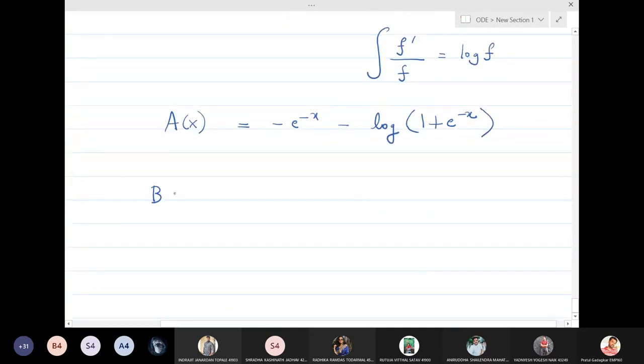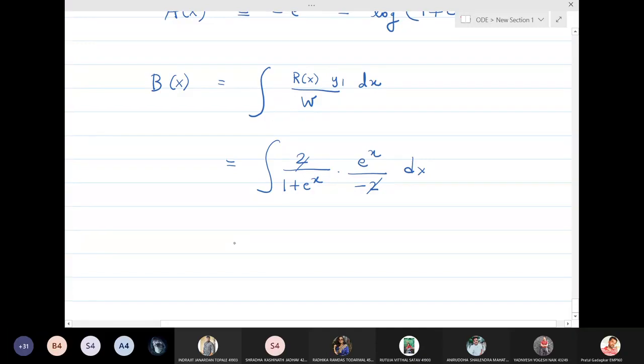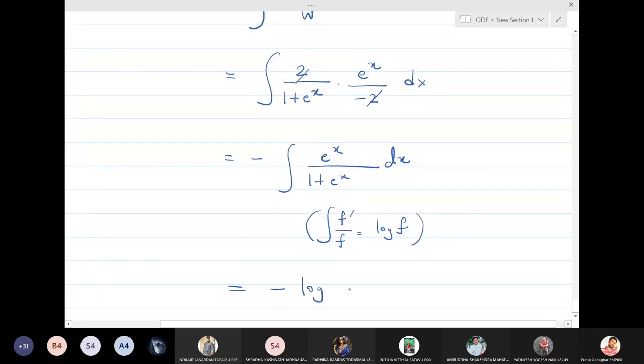So what about your bx? When you go for bx, it is the integral of rx into y1x upon w, which is the Wronskian, and the Wronskian was minus 2. What is rx? Rx is 2 upon 1 plus e power x. And y1 was e raised to x. So this and this get cancelled. It is essentially, with a minus sign, the integration of e raised to x upon 1 plus e raised to x dx. Again it is of the format f dash upon f, which is log f. So this will become minus log of 1 plus e power x.